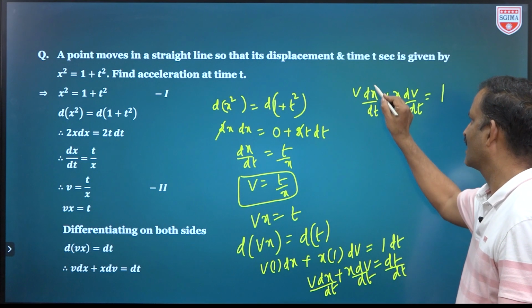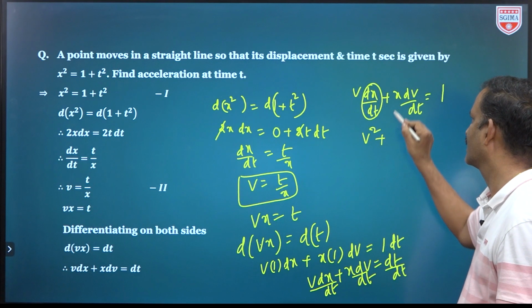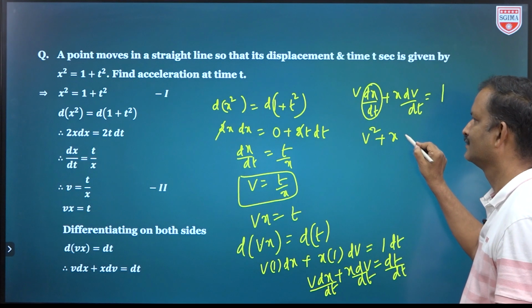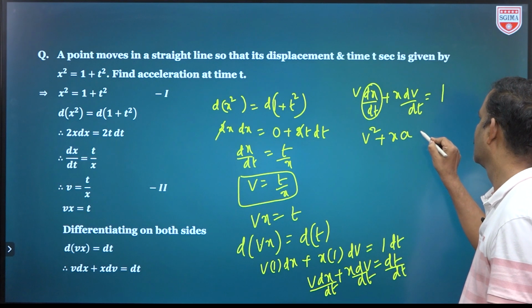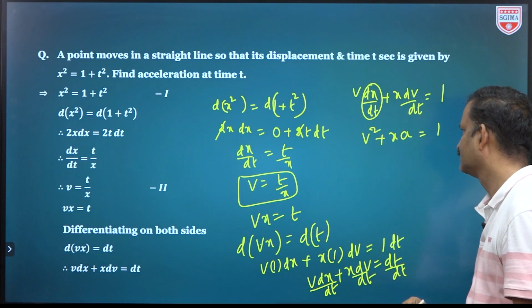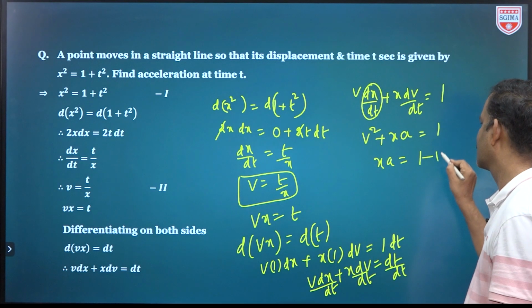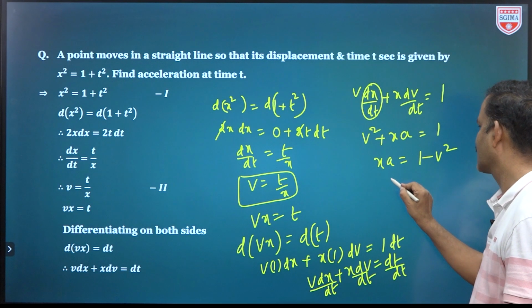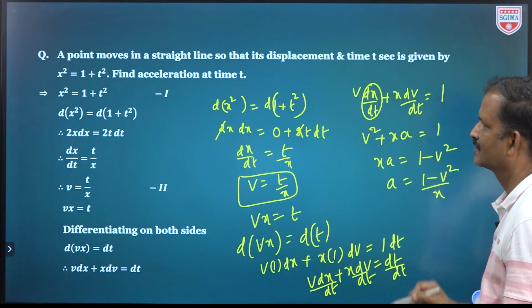dx by dt is again velocity. So, v dx by dt is velocity, plus x dv by dt is acceleration. Acceleration is a, equal to 1. So, xa is equal to 1 minus v square. So, acceleration is equal to 1 minus v square by x.